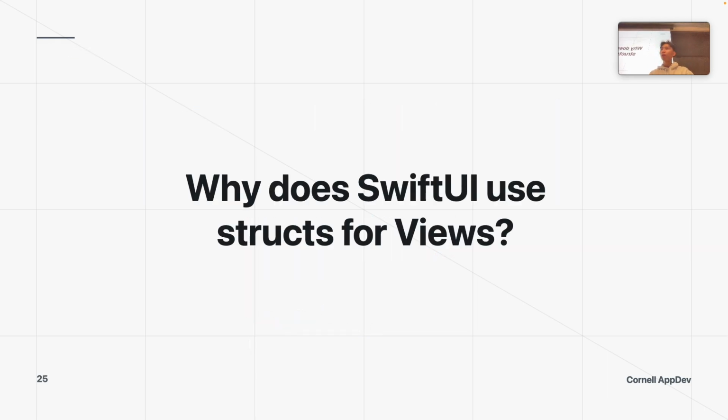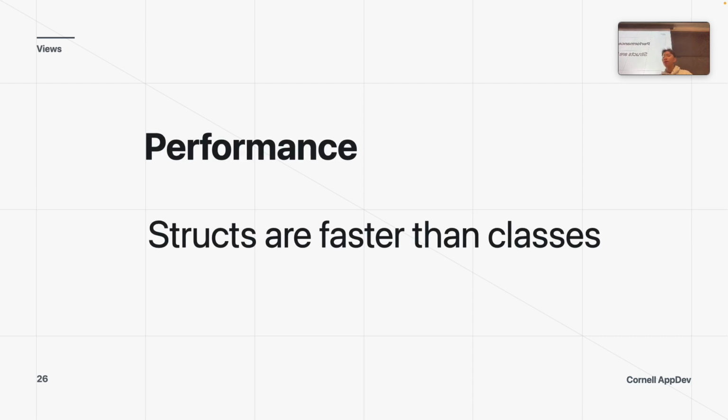So why does SwiftUI use structs for views? The number one reason is that structs are a lot faster than classes. As we all know, whenever you change one of a struct's properties, that entire struct gets deleted and a copy of that struct gets created. Because that struct gets entirely deleted, it's a lot faster, because you don't have to worry about keeping that same object. You can just completely trash it. That's why it's a lot faster than classes.